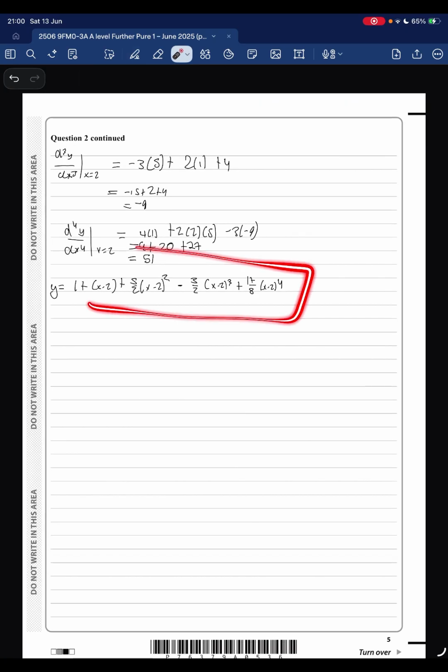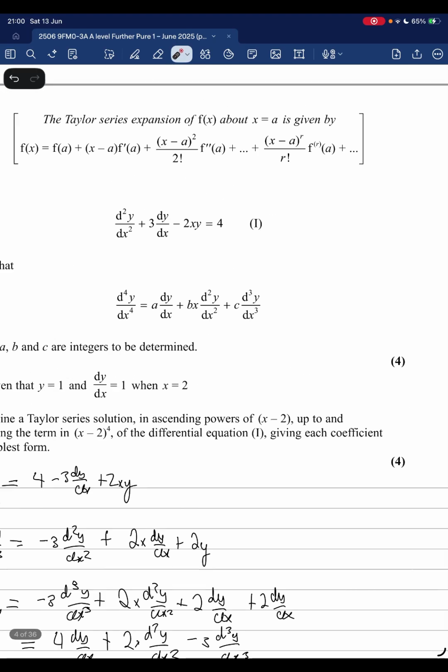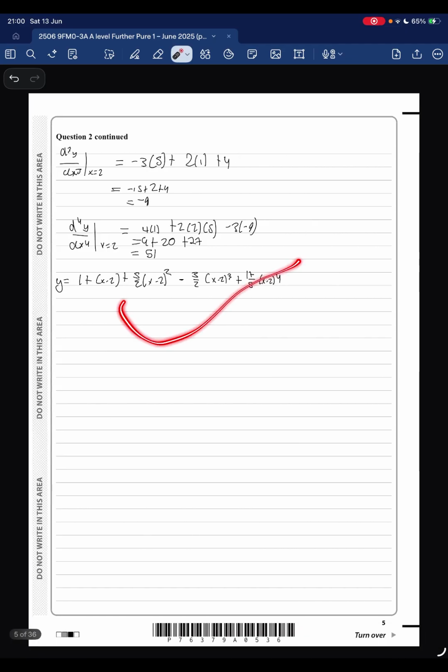If you don't know where I get this from, you just plug in the derivatives and then divide by the factorials. That's where we got it from, because if we look here, we have 5 over 2 factorial, minus 9 over 3 factorial, and 51 over 4 factorial, which is where we get these numbers from.